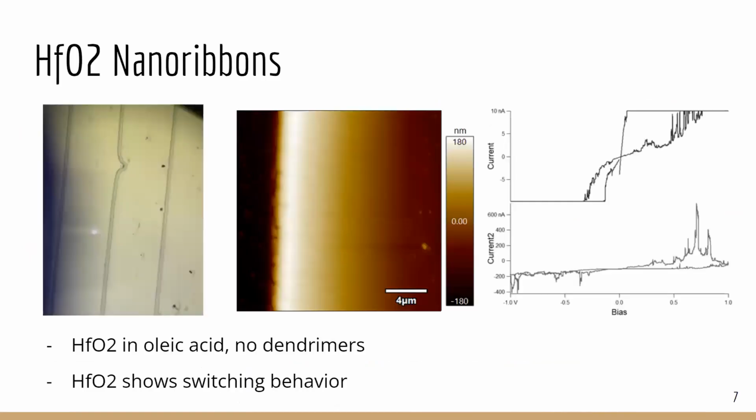Other research in the lab has been going on about fabricating nanoribbons with the hafnium oxide solution. So this is the hafnium oxide and the oleic acid with no dendrimers. It does show resistive switching behavior, which leads us to question the dendrimers more than the nanocrystal solution.